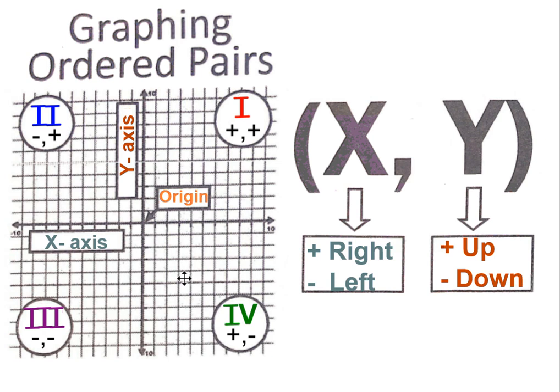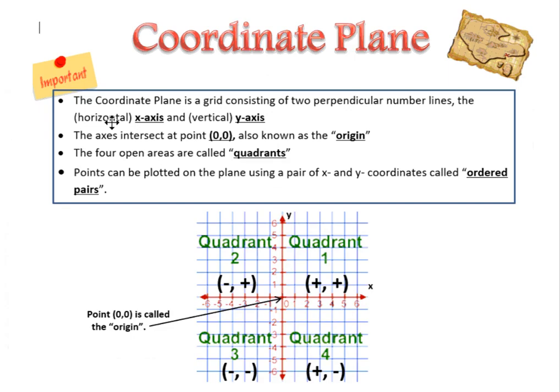So pause it right here if you need to fill all this in, because now we're going to go to the second page that was emailed. It starts off with similar information, just written in a little bit different ways. The coordinate plane is a grid consisting of two perpendicular number lines, the x-axis, which is the horizontal, side to side, and the y-axis, which is the vertical, the up and down.